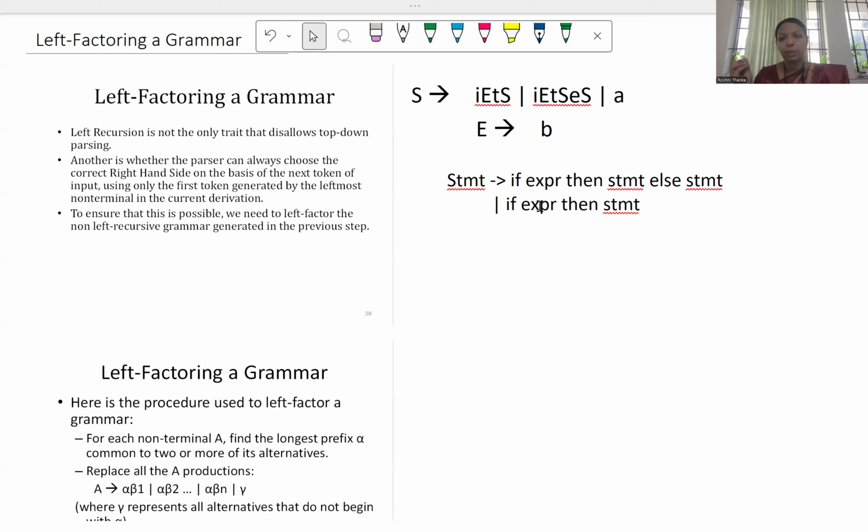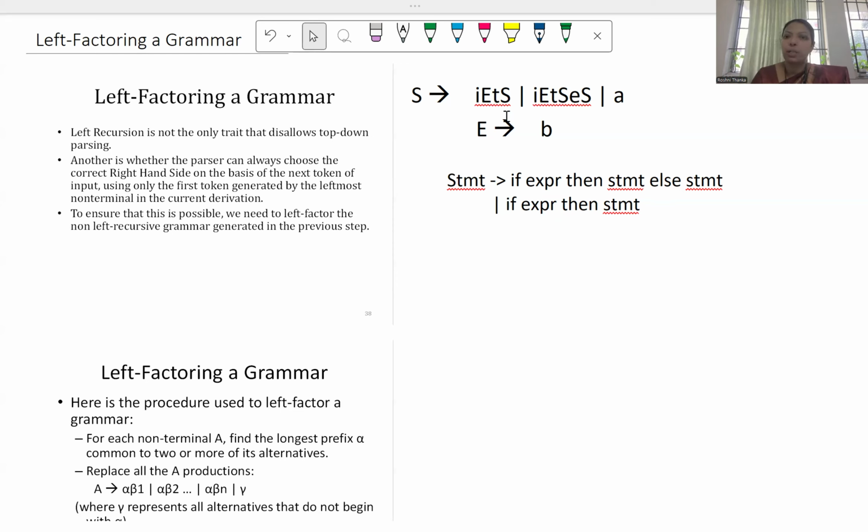So when an input token comes which starts with if, there will be confusion whether I should choose this production or this production. The next token is expression, and both productions have if followed by expression. So there is a confusion. This is called left factoring.